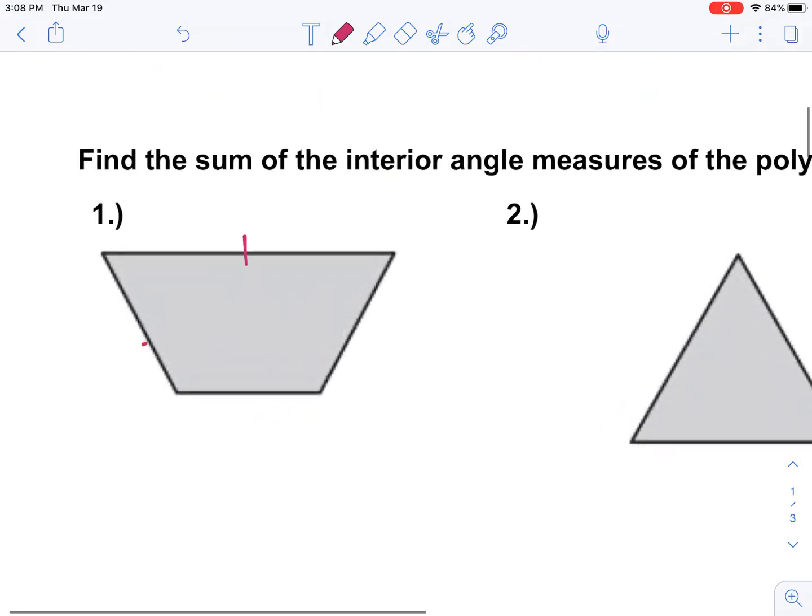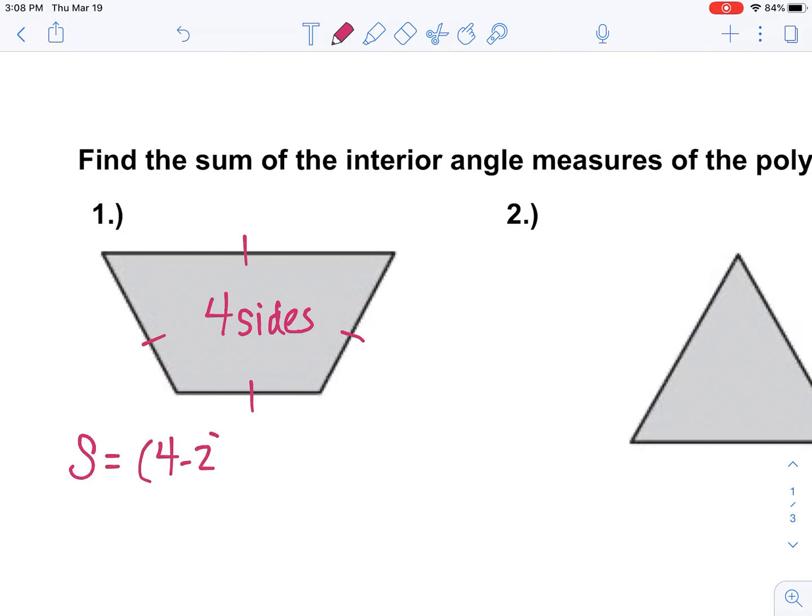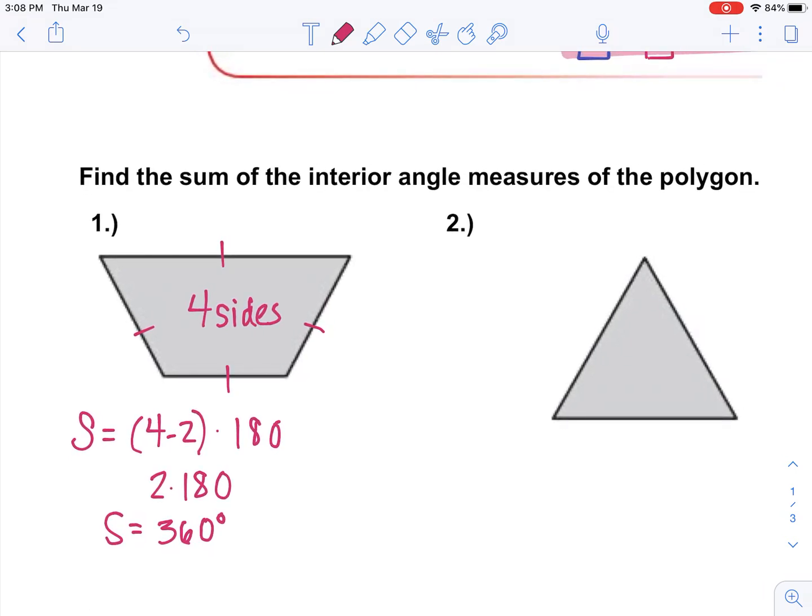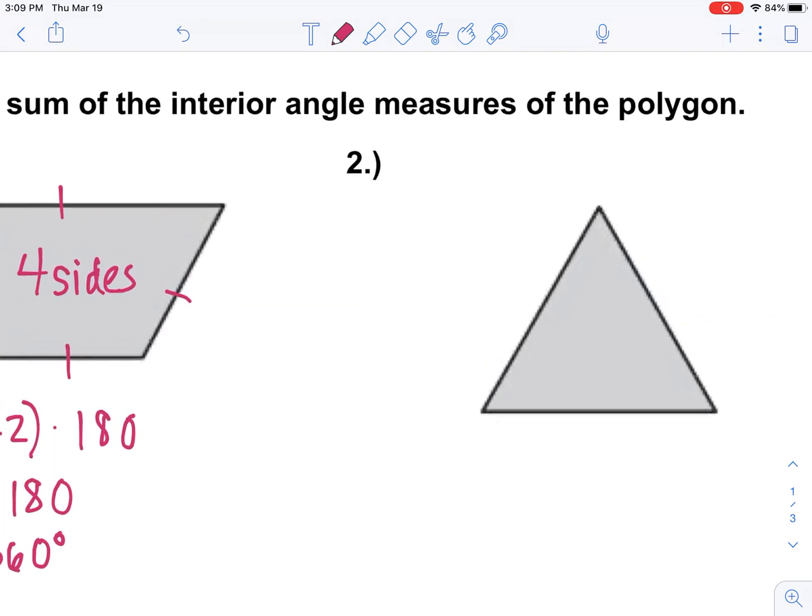So in number 1, we know it has 4 sides. So when we find its total sum, we're going to take 4 minus 2, and multiply that by 180. We know that 4 minus 2 is 2, and 2 times 180 gives us a sum of 360 degrees for any figure that has 4 sides. It doesn't even matter if it looks like that trapezoid. Any figure with 4 sides is going to have a sum of 360 degrees.